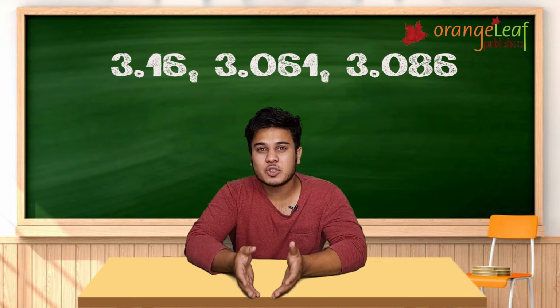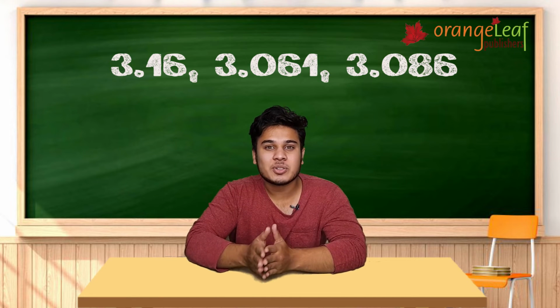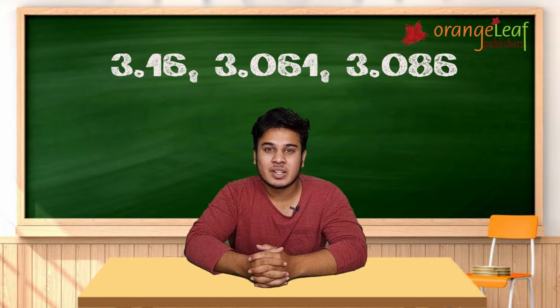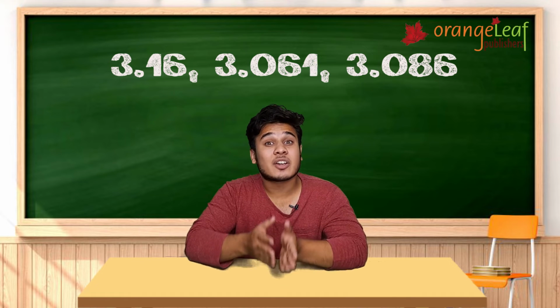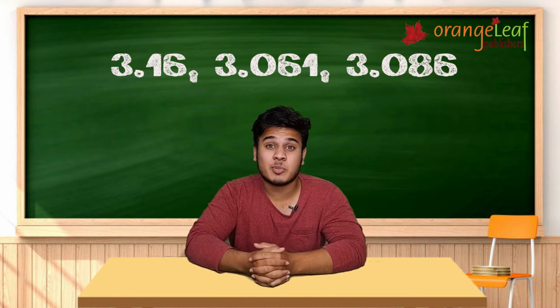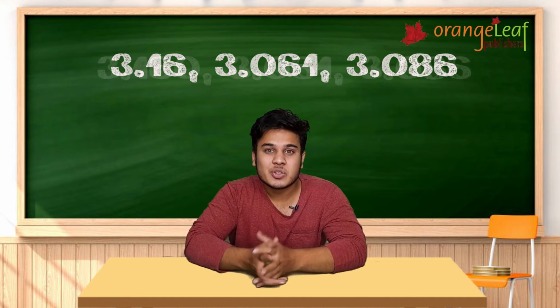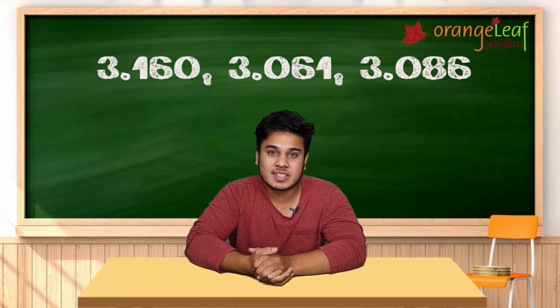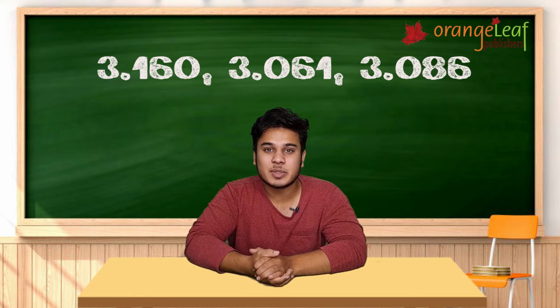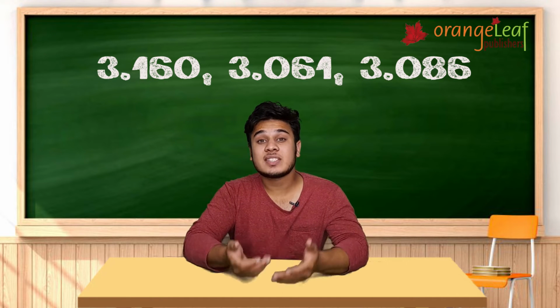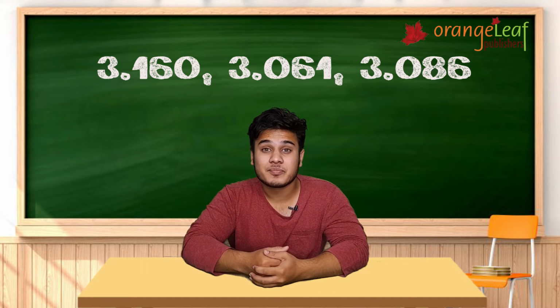So first we need to make the unlike numbers into like numbers. We can see that there are 3 digits after the decimal point for 2 numbers. But for 3.16, there are only 2. So we add a 0 after 6 to make it a like decimal. Now let's compare which number is big.